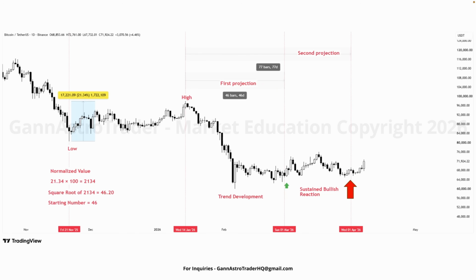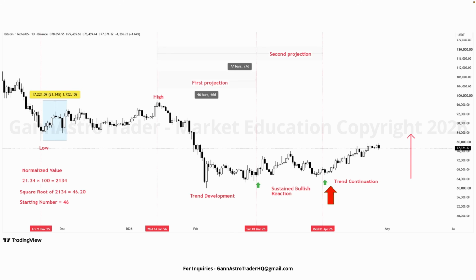Once the first reaction has been established, we continue the same process. Using the square of 9 progression, we calculate the next projected timing window. The second projection occurs 77 calendar days after the original swing high. This projection falls on Wednesday, the 1st of April, 2026. Again, notice the behavior around the projected date.